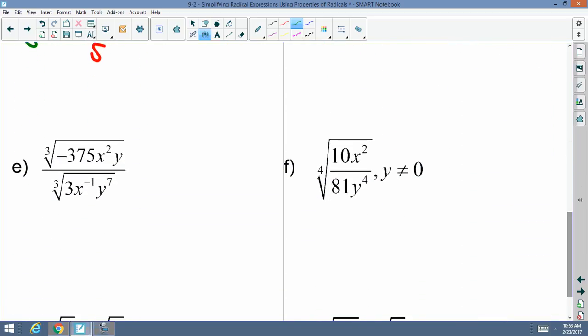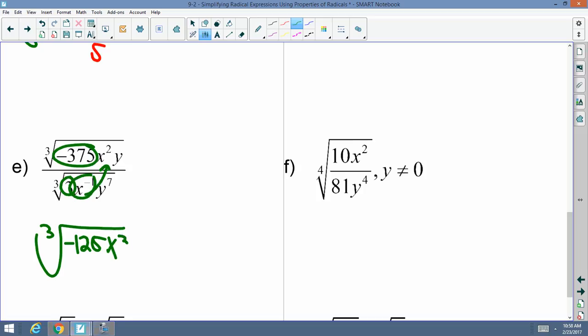Okay. How about this bad boy? The cube root of negative 375x squared y over the cube root of 3x to the negative 1 y to the 7th. So what's negative 375 divided by 3? I've got the cube root of negative 125 in the numerator. Now, I have x to the negative 1. Can I bring that up? So it becomes x cubed. And this y, can I bring it down? So it becomes y to the 6th.